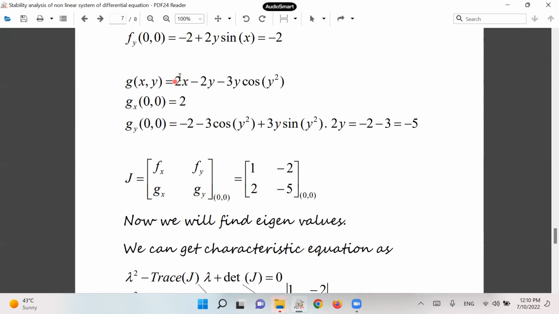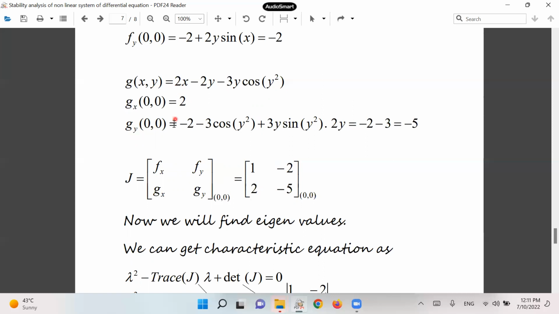So the partial derivative of this 2x becomes 2 and this becomes 0. This becomes also 0 because this is a function of just y. So y is treated as a constant, so both the terms become 0. Now we have to find the derivative with respect to y.